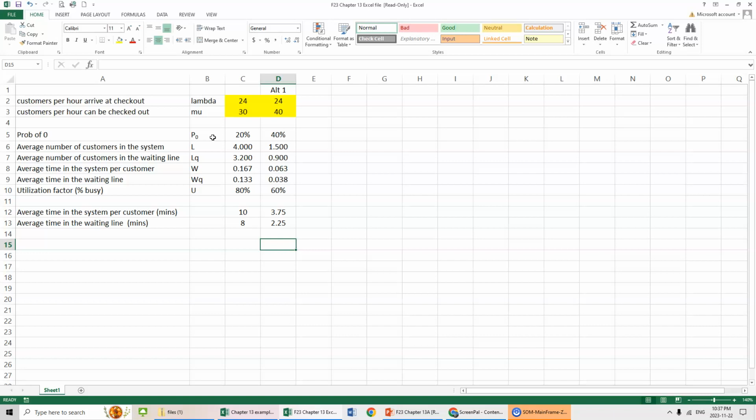So what we can do here is determine the overall time difference, basically looking at 8 minutes in line minus 2.25 minutes. So basically we're saving 5.75 minutes per customer.